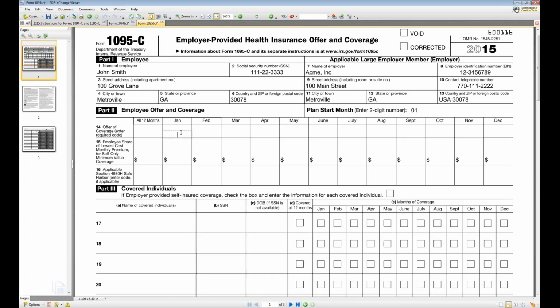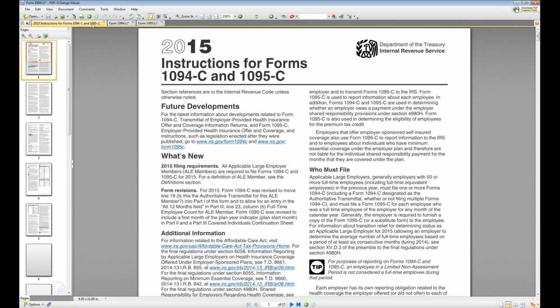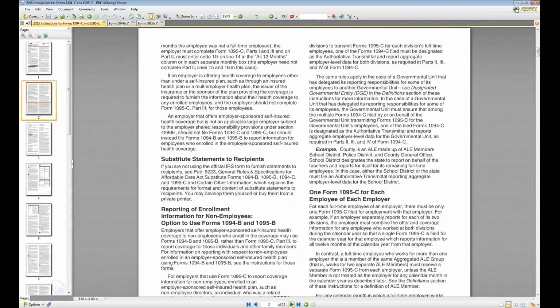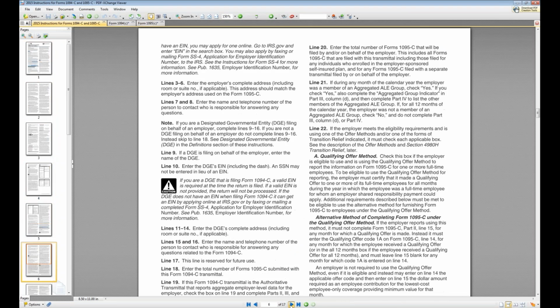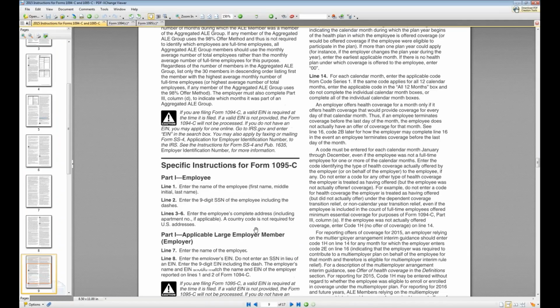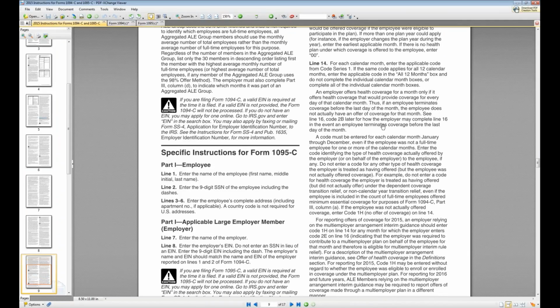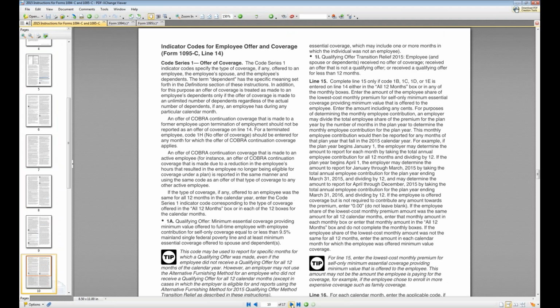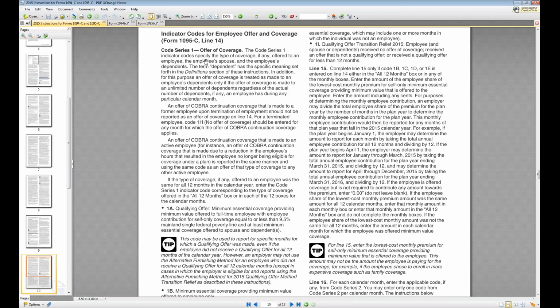Now, as we look at lines 14, 15, and 16, and I don't want to bore you by looking too long at the instructions, but just as an example, the specific instructions for the Form 1095C begin on page 9, and on the right-hand side of page 9 begin the instructions for line 14. I'm going to flip over to the next page where the specific codes for line 14 are listed, and these are 1 and 9 codes that range from 1A to 1I.